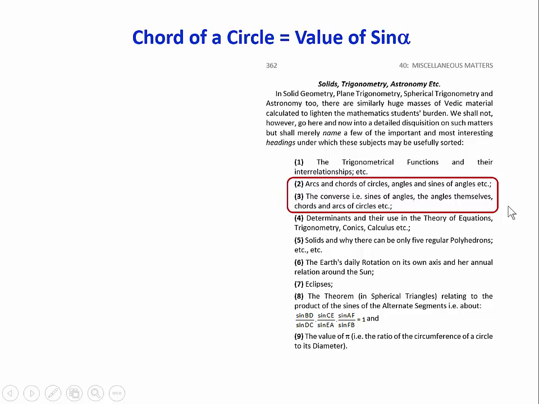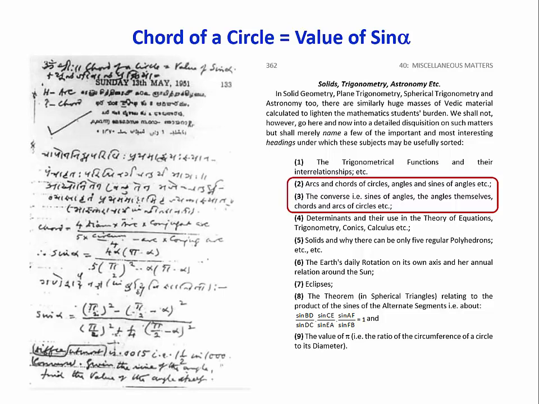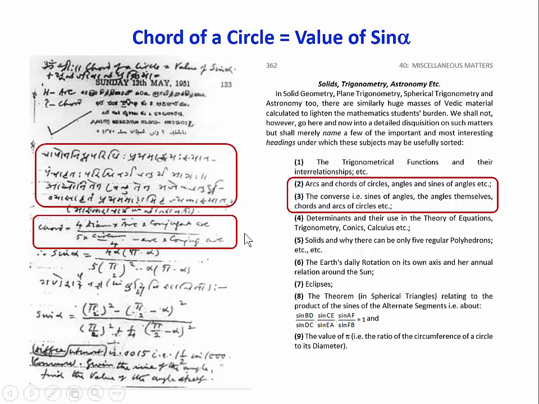We can get some idea what Tirthaji was referring to here, because he doesn't give us any more information, from a diary in which he wrote. You can see the title here is chord of a circle equals value of sine alpha, which is the title of this page here. And this section of Sanskrit, which is expanded into this formula here, comes from the Lilavati of Bhaskara, verse 219.